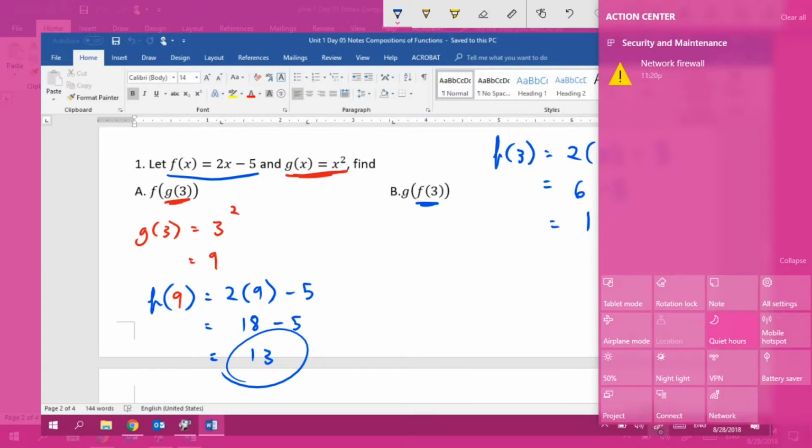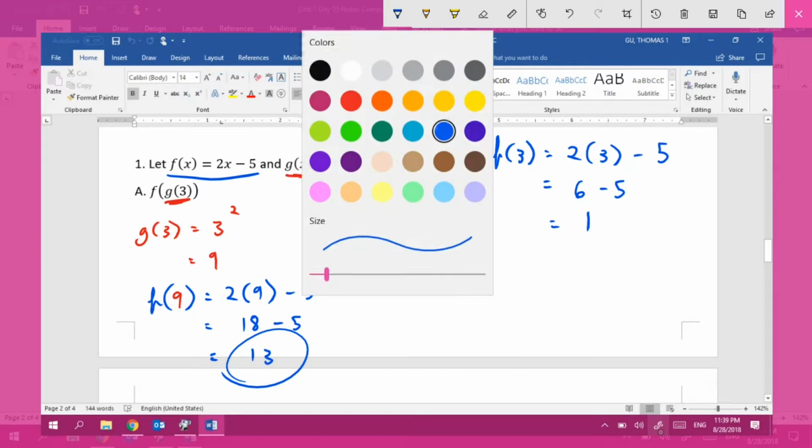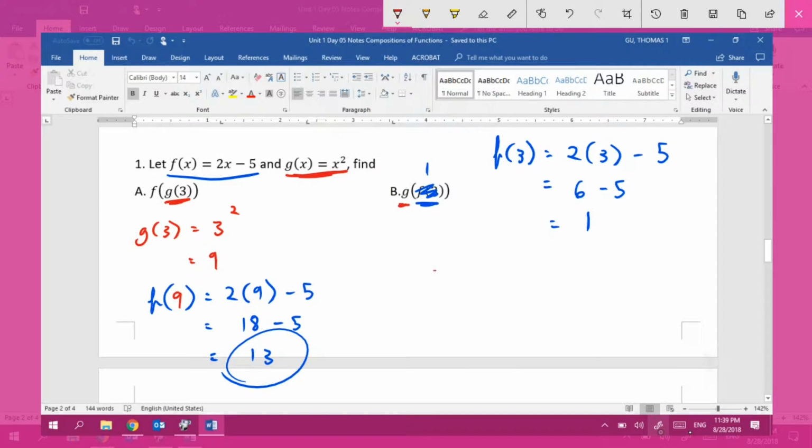All right, so now I have found f of 3, so I can use this number inside the g function right here. Because I know f of 3 is 1, I can just take this out and put 1. So now we're looking at g of 1, so g of 1 is going to be the same thing as 1 squared. And 1 squared is 1. So this evaluated function right here, g of f of 3, is actually equal to 1.